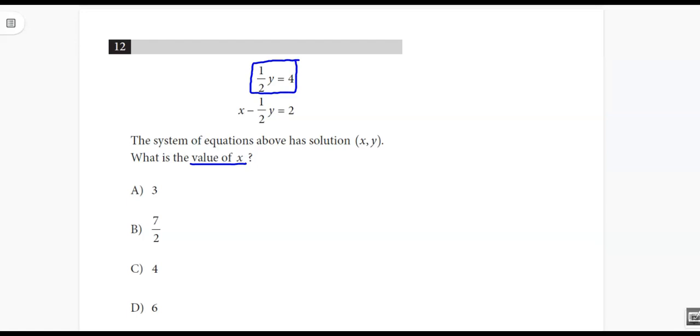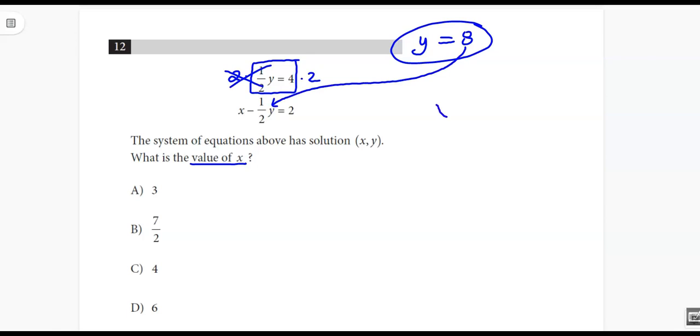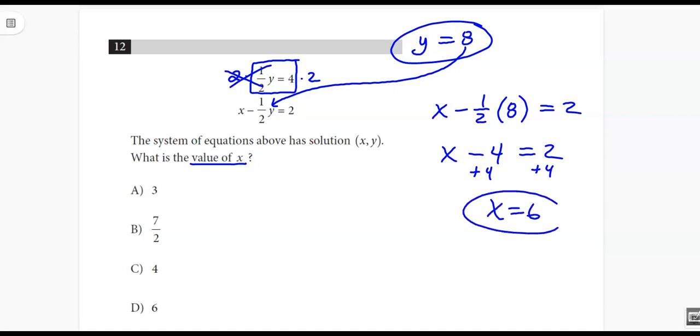So to figure out what y is, I'm going to multiply by the reciprocal of 1/2, which is 2, to both sides, because 2 times 1/2 cancels out. And I'm going to get y equals 8. So now that I have y equals 8, I can substitute that into my other equation. I can take this 8 and substitute it right here. So x minus 1/2 times 8 instead of y equals 2. And x minus half of 8 is 4, which equals 2. Then I add the 4 to both sides, and I get x equals 6. So the correct answer here is D.